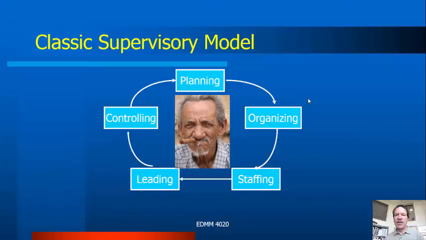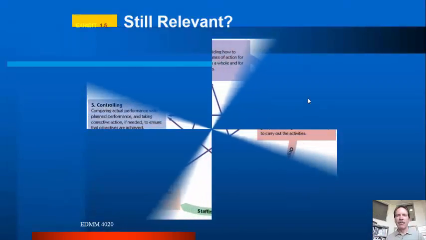Here's that classic supervisory model. I put a traditional supervisor in there just for your amusement. And again, Fayol's model, Henry Fayol: planning, organizing, staffing, leading, and controlling. Although I mentioned it is a traditional model, it is the one that your text is organized around. We will take time because these fundamental topics are important for being a successful supervisor.